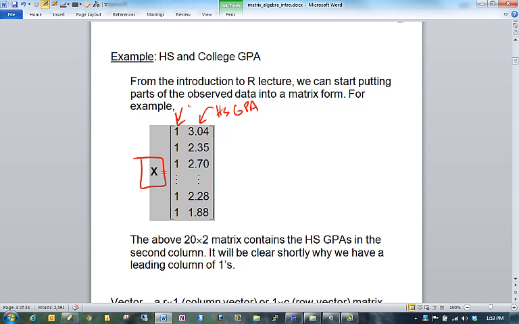And what I have here is all the high school GPAs are shown in column 2. And then we also have a column of 1s as, let's say, the first column in that matrix X. If you don't know why I have a column of 1s there, don't worry about it. You'll see why that occurs shortly. But what we have here is a 20 by 2 matrix. So 20 rows because we have 20 observations in our data set, where the first observation had a 3.04 high school GPA, the 20th observation had a 1.88 high school GPA.